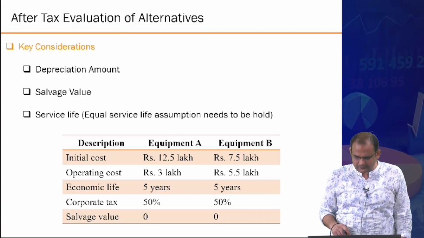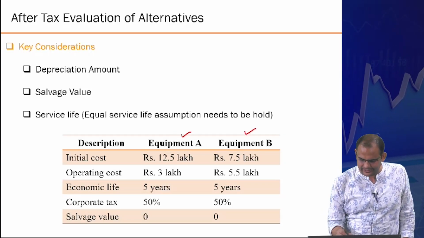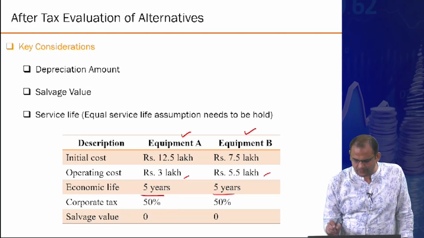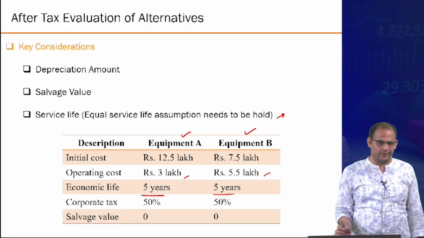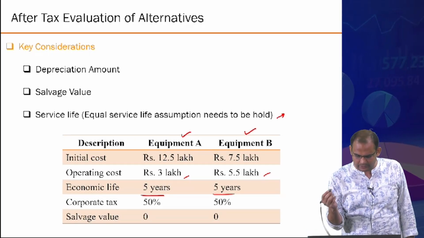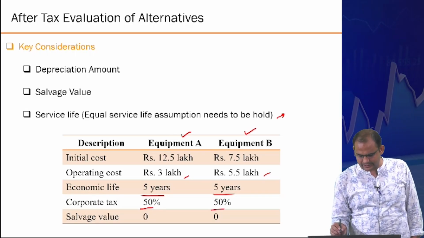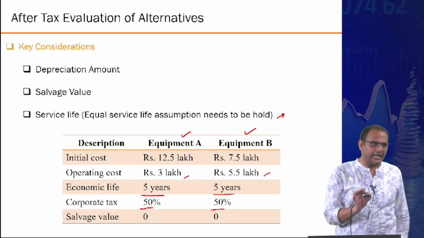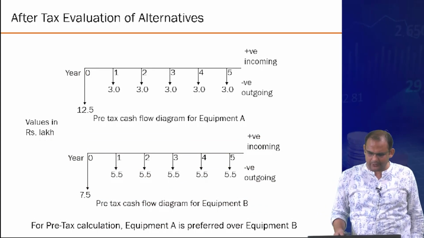Okay. So let's look at an example. You have equipment A versus equipment B. The initial costs are given, the operating costs are given. The economic life for both are same, and this assumption needs to hold true because you are comparing two alternatives and we are doing the project present worth kind of analysis method. The corporate tax rate is going to be 50%. It's a corporate tax. Okay, that's the rate that has been given to you, and the salvage value. How do you do it?